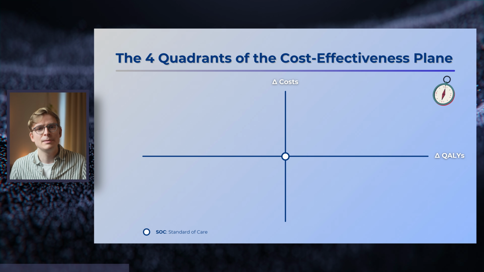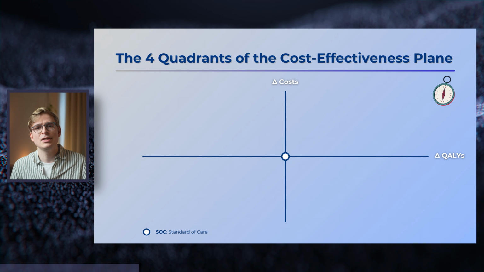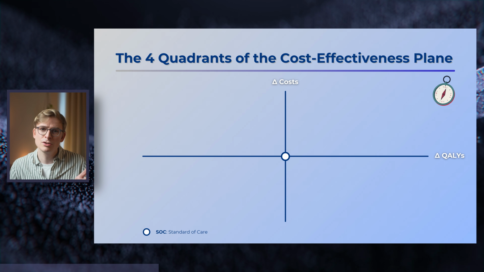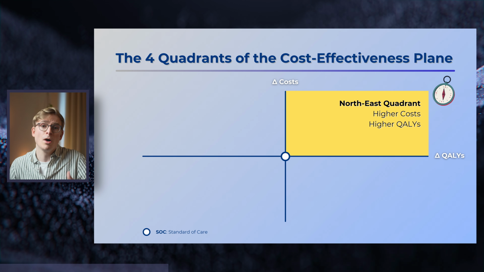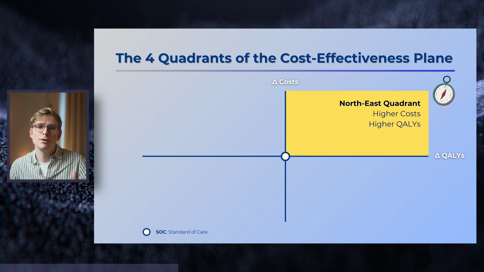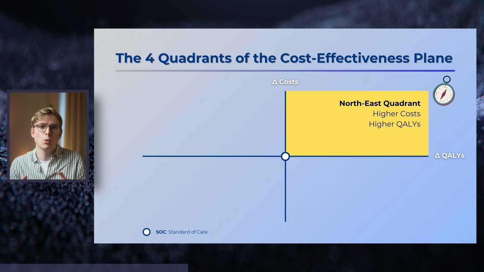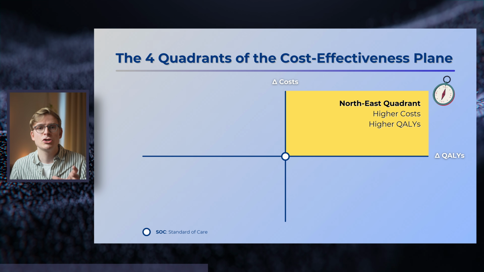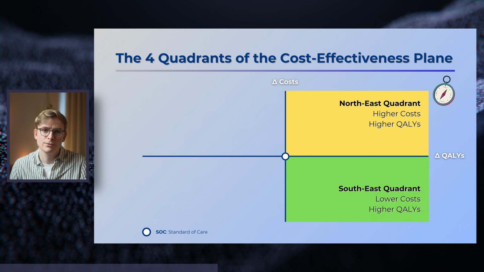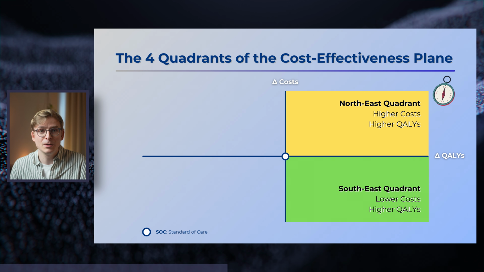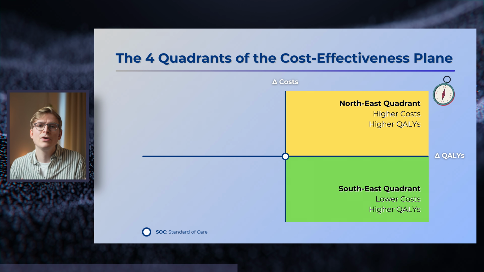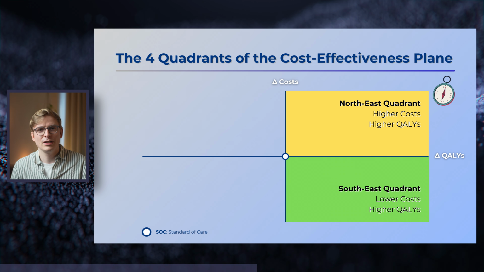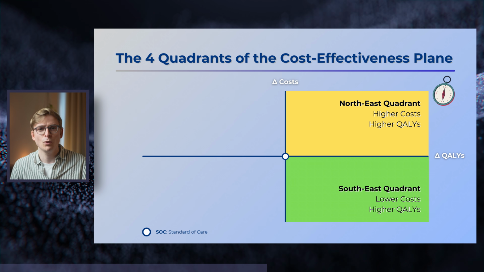To assess how our new treatment compares against the standard of care, we first need to understand the 4 quadrants of the cost-effectiveness plane. Going clockwise, the northeast quadrant is where the new treatment is more effective and more costly. In other words, the new treatment has both higher costs and QALYs relative to the standard of care. Treatments that fall into the southeast quadrant manage to achieve higher QALYs at a lower cost. For obvious reasons, this is very desirable, as it means that the new treatment is improving patient outcomes while also saving money for the healthcare system. Because of high drug development costs, it's really rare that new innovations fall into this category.